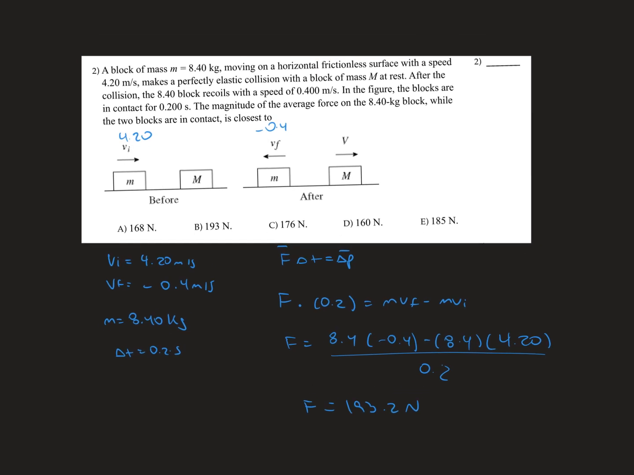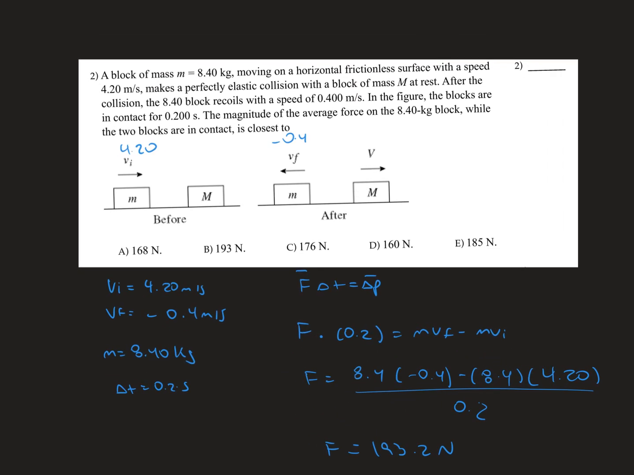In problem number 2, we have a block of mass 8.4 kilograms moving on a horizontal frictionless surface with a speed of 4.20 meters per second, making a perfectly elastic collision with a block of mass M, capital M, at rest. After the collision, this block recoils with a speed of 0.4 meters per second.